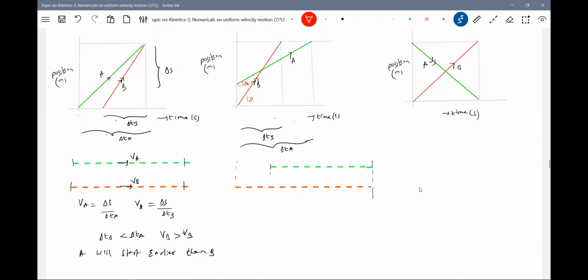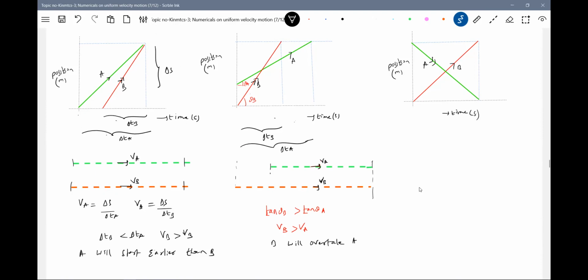Theta A, this will be theta B. So tan theta B will be greater than tan theta A. So VB is greater than VA. So if this is having a speed VA, this is having a speed VB. And B will overtake A.